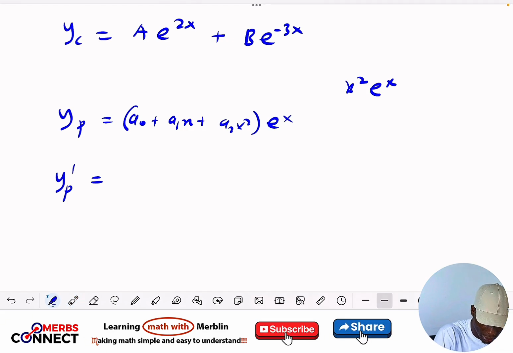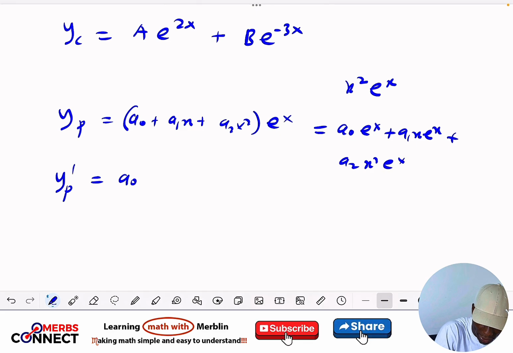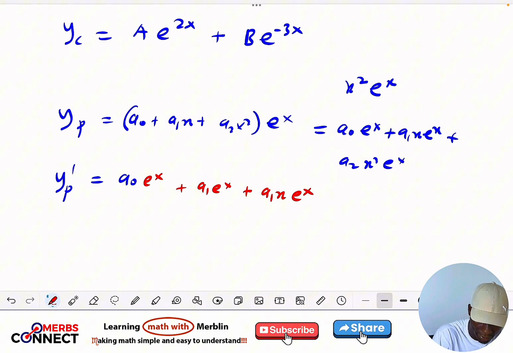So y is a0 e to the power x plus a1 x e to the power x plus a2 x squared e to the power x. So let's do the differentiation. When I differentiate this, I'm going to have a0 e to the power x, the same thing again, plus, this is the product rule, maintain e to the power x and differentiate x, get 1, plus now I maintain a1 x and differentiate e to the power x and still get the same thing again.